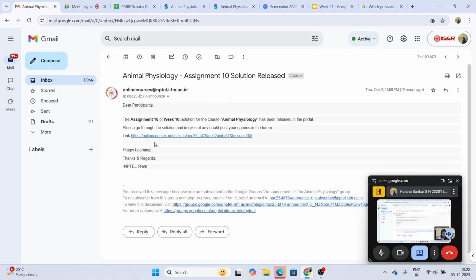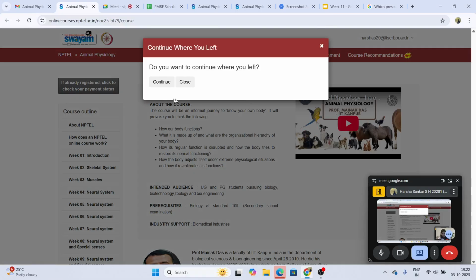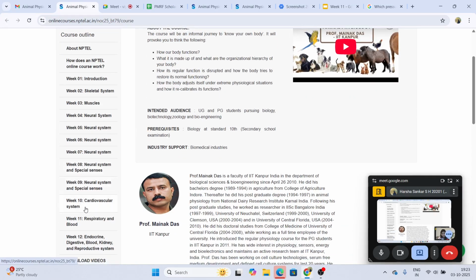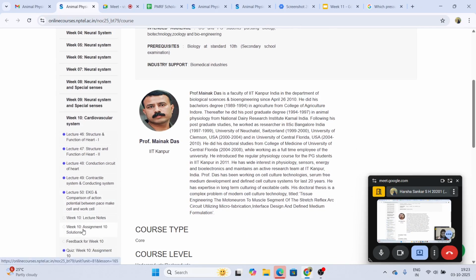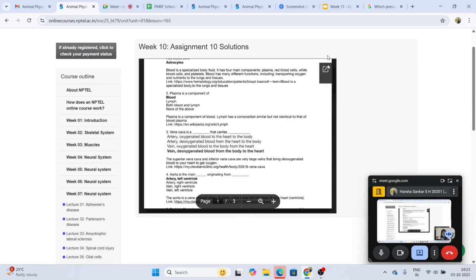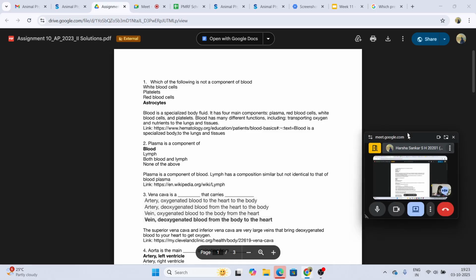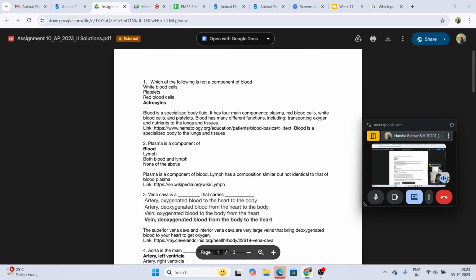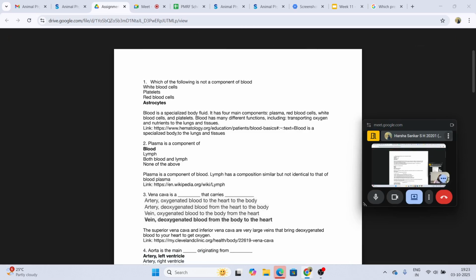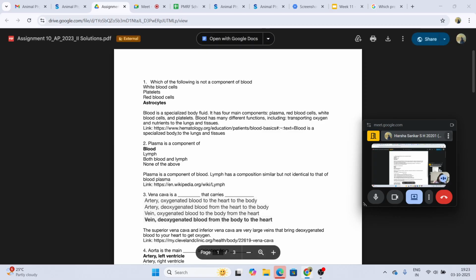Let's see week 10. So I hope you are checking all the assignment solutions every day also. Since I have 9 minutes left, we can go through each question and discuss the solution of last week since it's already released. Because last week there were some errors, which we discussed last week. So that's why we can check again.